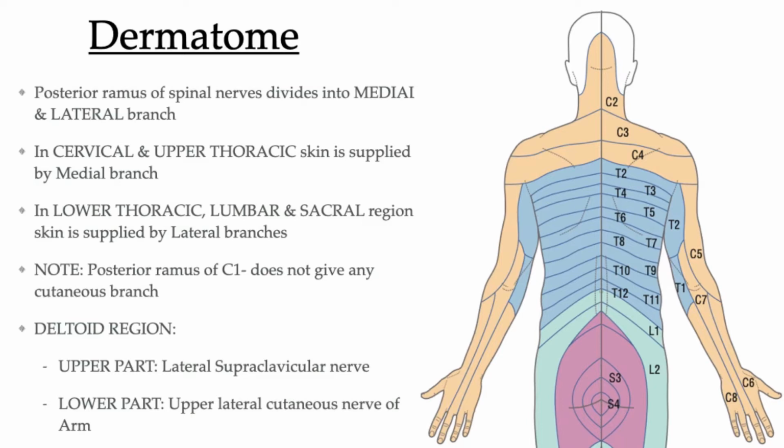Talking about the skin over the deltoid region, the upper part of the deltoid region is provided cutaneous nerve supply by lateral supraclavicular nerve, and the lower part of the deltoid region is provided cutaneous nerve supply by upper lateral cutaneous nerve of the arm, which is the continuation of axillary nerve, the details of which we will talk in this session.